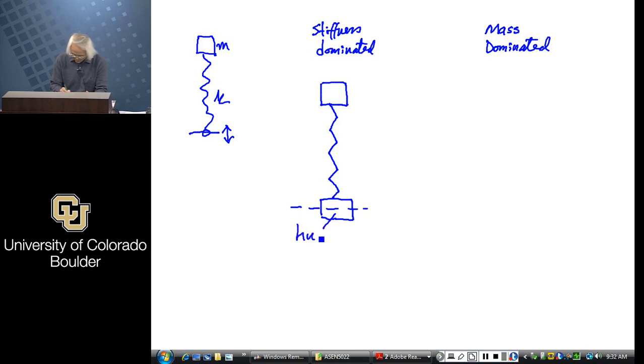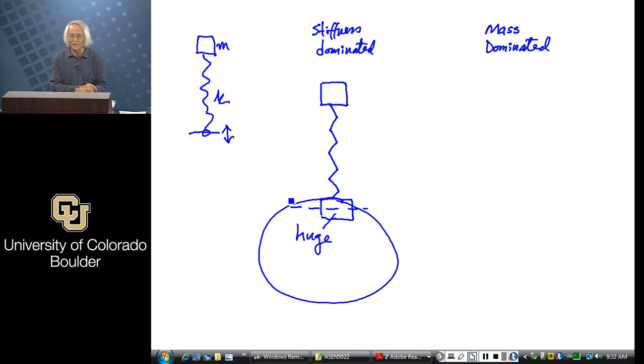In the stiffness dominated case, this is huge, okay? Huge ground. You can use it just huge like that, or it can be just a simple shape on the road condition. When this ground moves a little bit, relatively at that instant, the force of, say, the spring is so big that when you move, this guy moves instantaneously about that way.